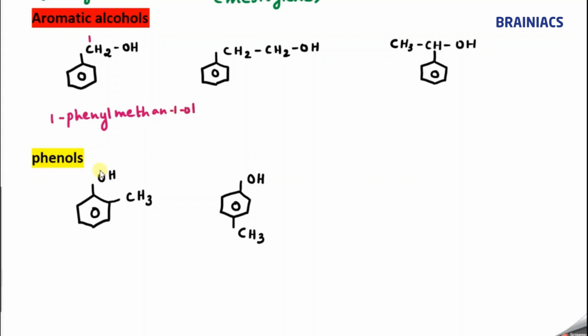Substituent at first position, so 1-phenyl. The word root has only one carbon atom, so we use the term meth, connected through a single bond, so methane. At first position OH is there, so methan-1-ol. So 1-phenyl methanol, that is also correct.